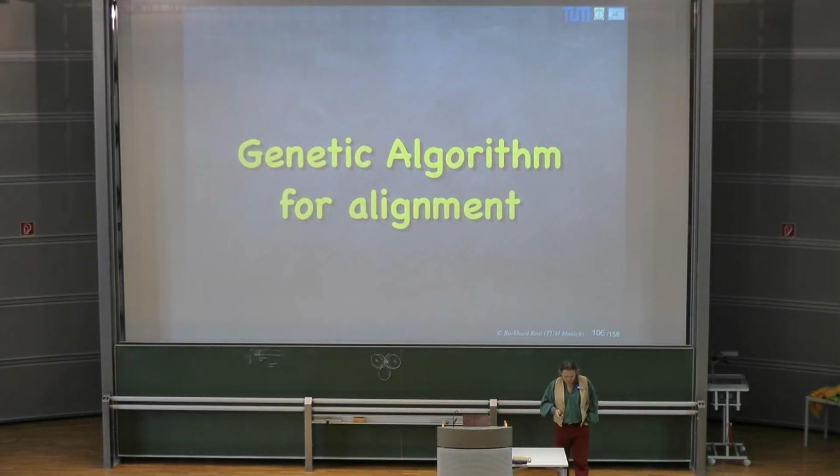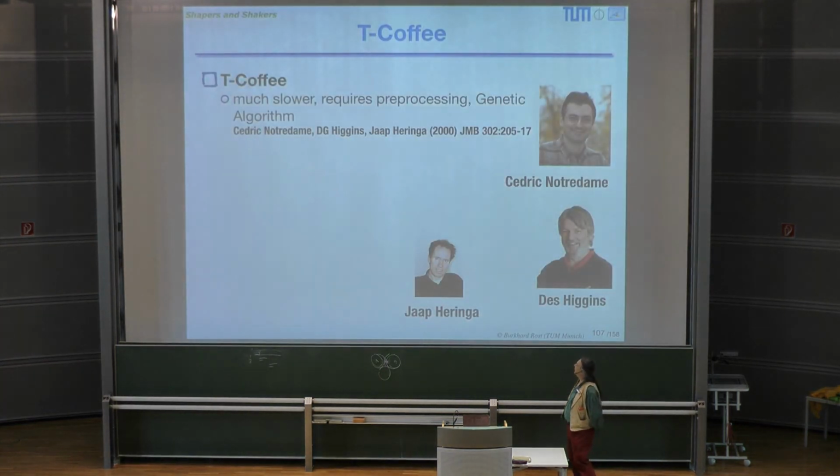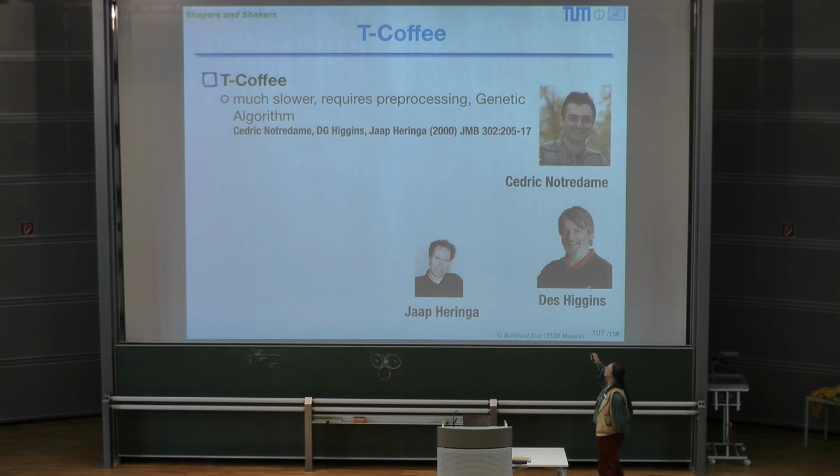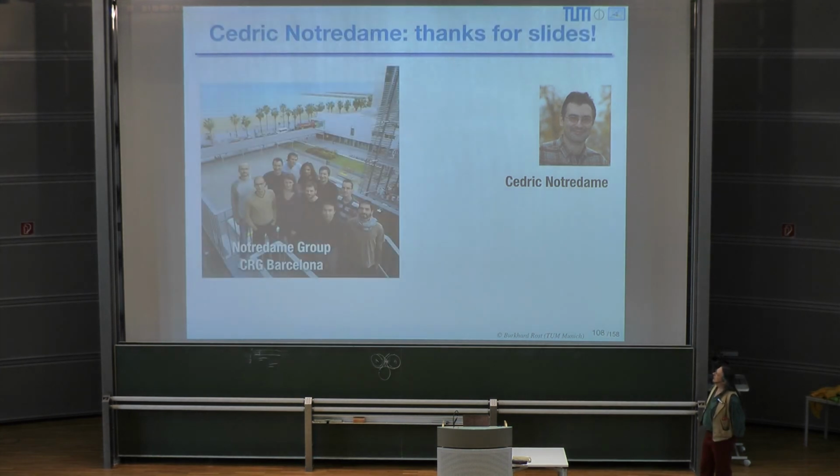Now, T-Coffee is one that made it because it ultimately was refined to produce very accurate results, although it takes a lot of time. The method comes from Cedric Notredame, developed in the group of Des Higgins with the help of Jaap Heringa. That's Cedric, now at CRG in Barcelona. If you look for a position in biology, this by all means is a nice place to be.